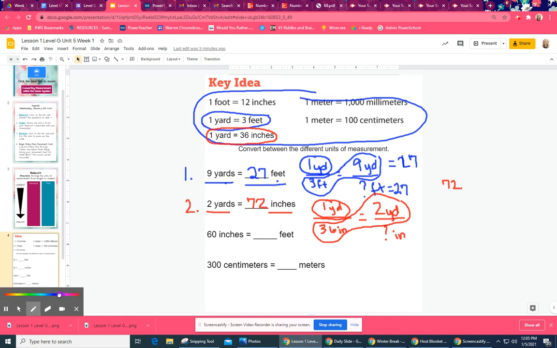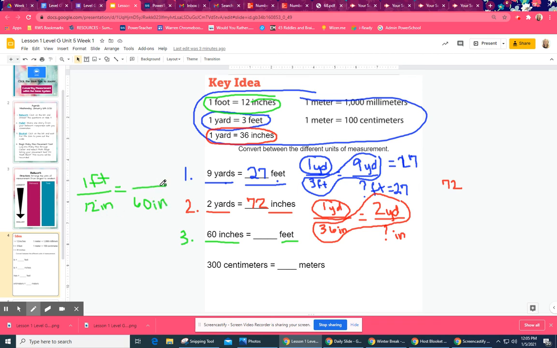Let's change it over to green. Number 3, 60 inches to feet. All right, so inches to feet, everyone should know this conversion. 1 foot equals 12 inches. Then I'm given 60 inches. So 60 is going to go on the bottom because inches is on the bottom over here.